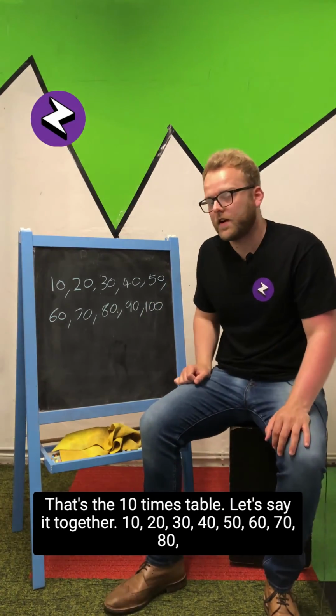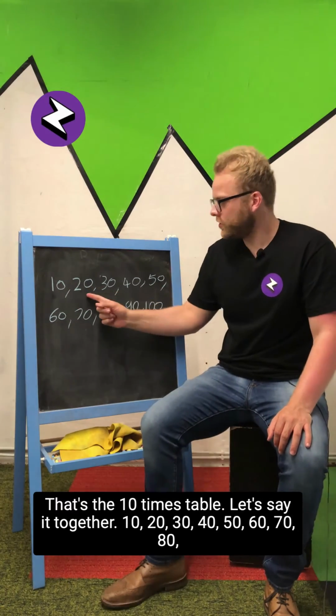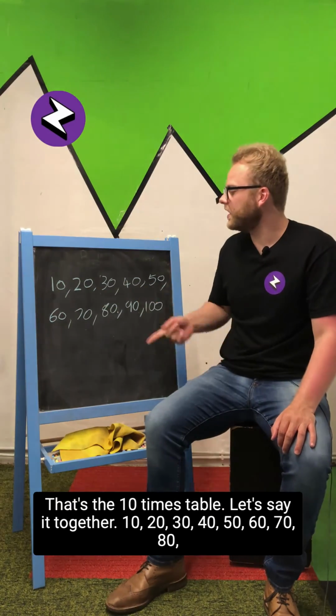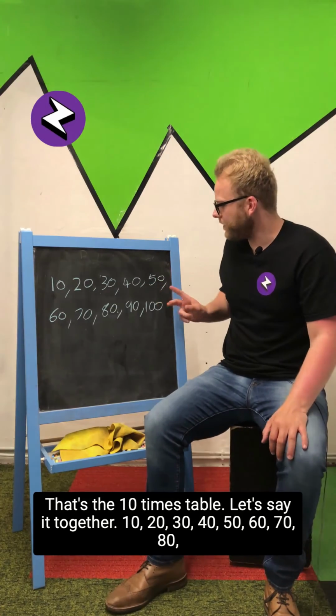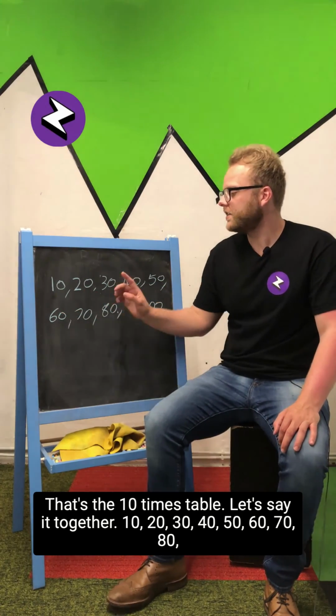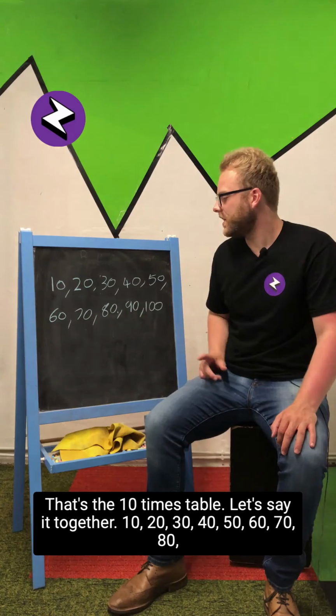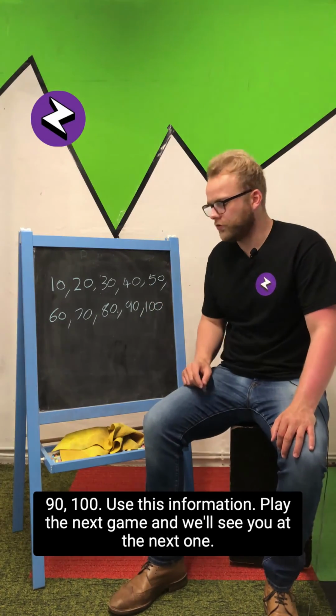So let's say it together. 10, 20, 30, 40, 50, 60, 70, 80, 90, 100.